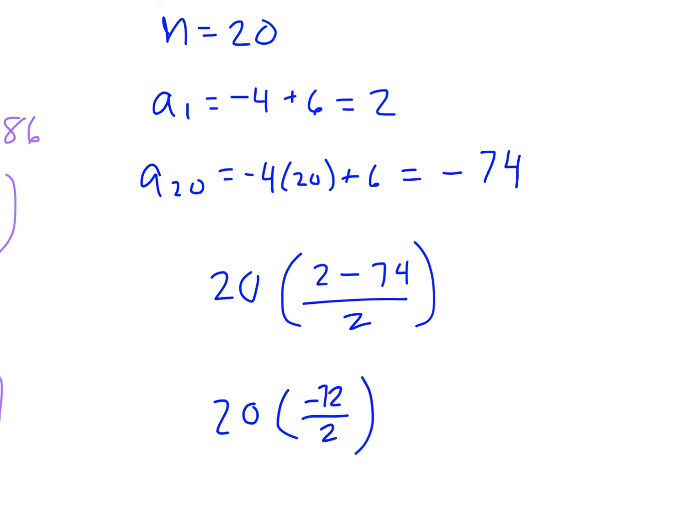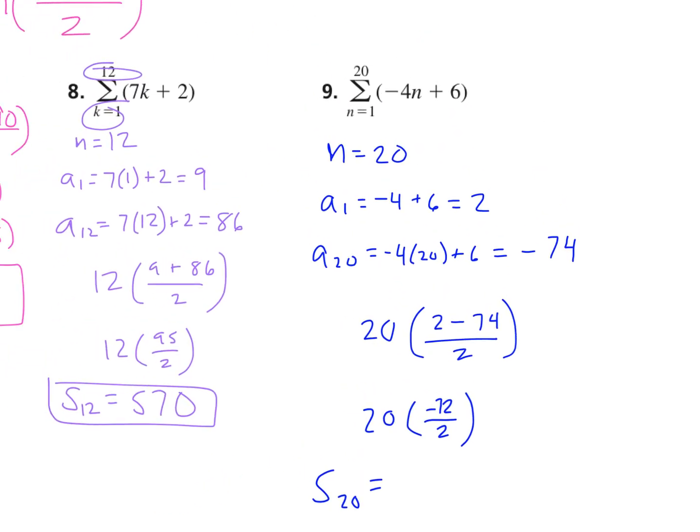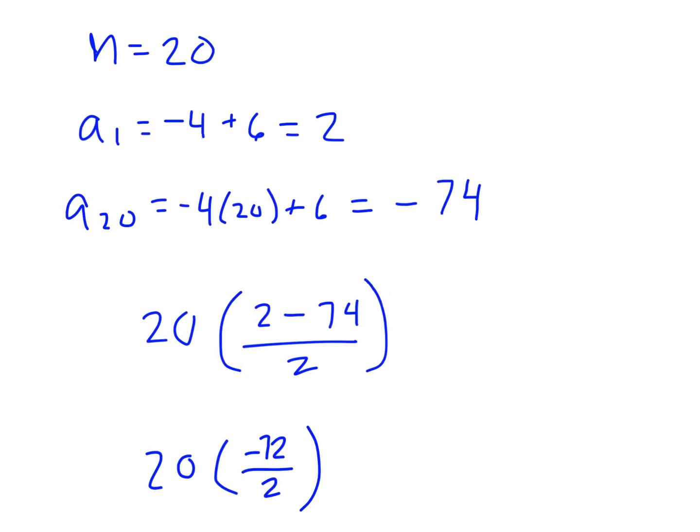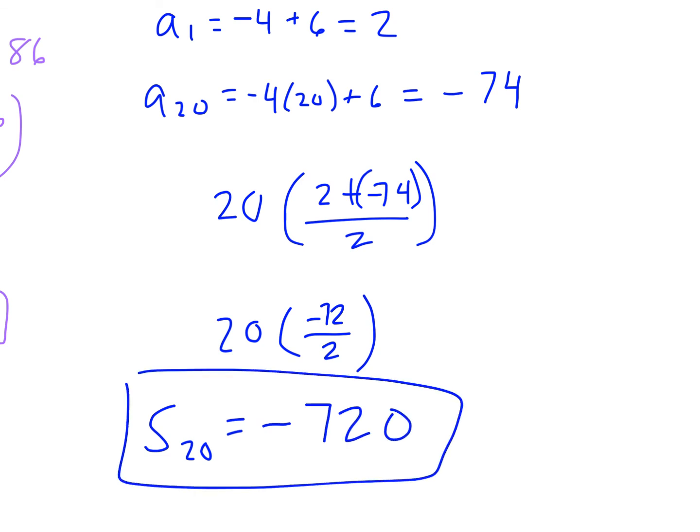divided by 2 times 20. What do we get? I have a question. Yes. Wouldn't it be 2 plus 74? Because like the minus is already there, and then it's like negative 74. Because our formula is plus, so it would be like plus a negative 74. So it would technically just be a minus. Okay. Good question. What do we get? 720. Positive or negative? Negative. Negative 720. Good job.